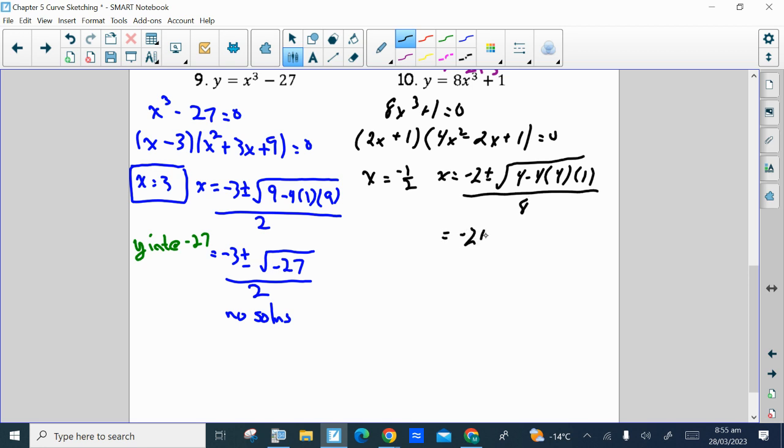And once again, we're going to get a negative under the radical. It's going to be 4 take away 16, which is negative 12. So once again, that tells us there's only one x-intercept. That's at negative a half. And our y-intercept is the value of the constant term, so that's positive 1, the point 0, comma 1.